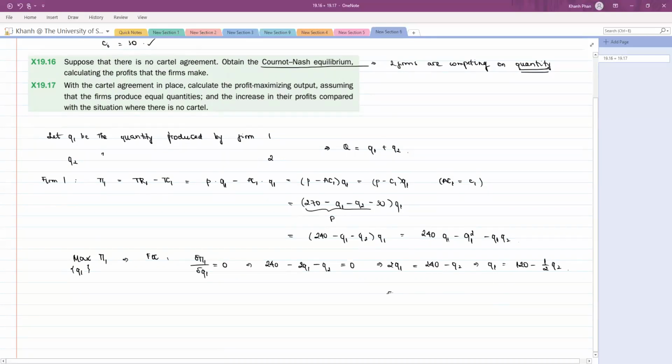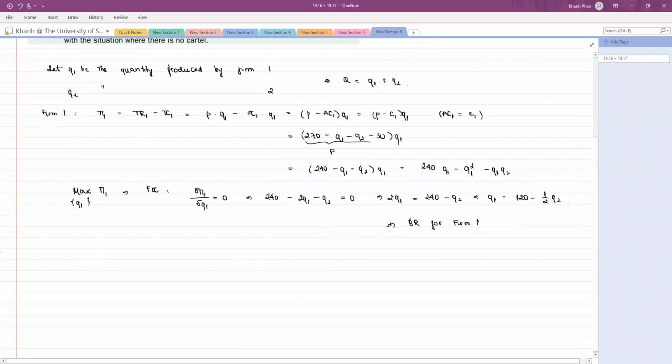Okay, so this is called the best response function for firm 1. So it's basically the quantity chosen by firm 1 given the quantity chosen by firm 2. So depending on how much firm 2 is choosing, Q2, this is the best response function for firm 1. This is how much firm 1 is going to produce to maximize firm 1's profit.